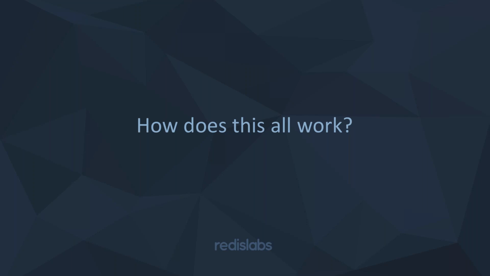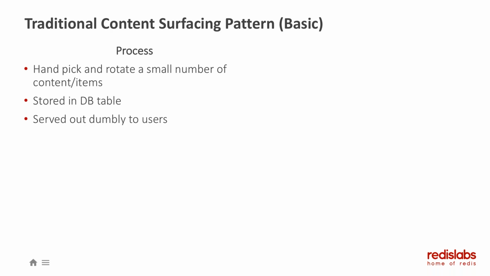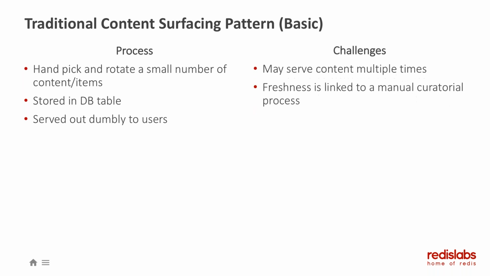So backing up a little bit, the traditional content surfacing pattern might be, okay, you have a particular set of items that you want to show to all your users, and you store that set of items in a table, and then you just serve that out to every single user. Okay, this is very basic, and you've probably done something like this and said, these are my featured articles or featured items in a site or something along those lines. However, this has got some challenges.